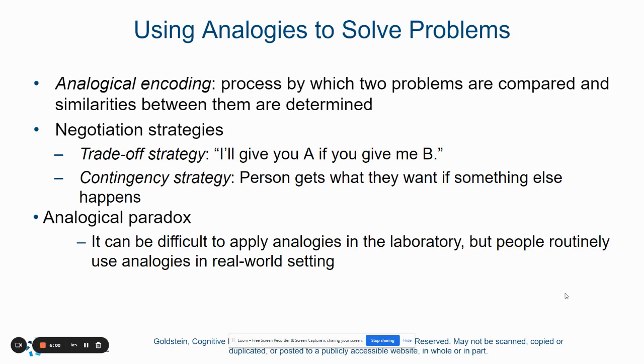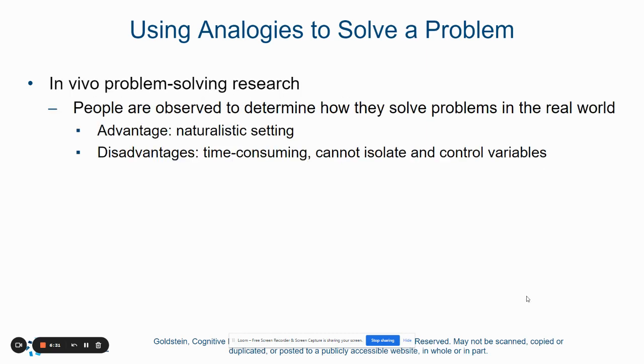For analogical encoding, this is a process by which two problems are compared and similarities between them are determined, such as the trade-off strategy, which is, I'll give you an A if you give me a B. Those are kind of ways people negotiate with each other. And then the contingency strategy, which says a person gets what they want if something else happens. An analogical paradox can be difficult to apply to analogies, but people routinely use analogies in real world settings.